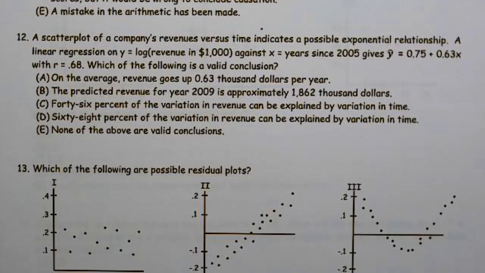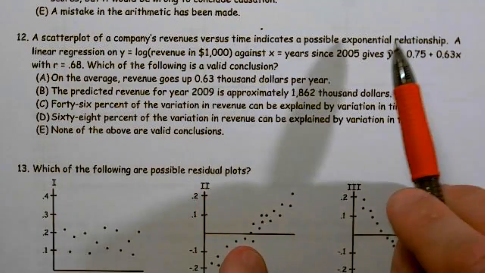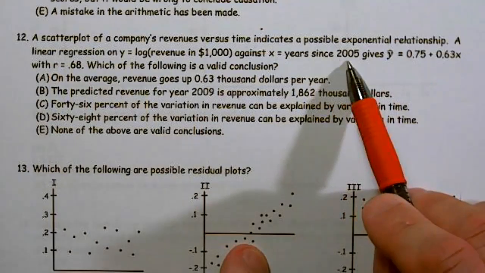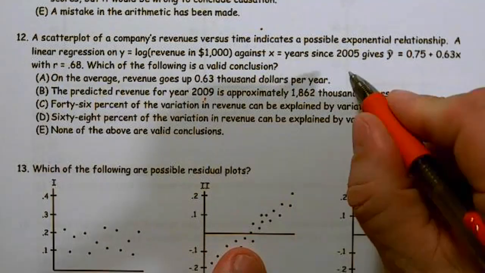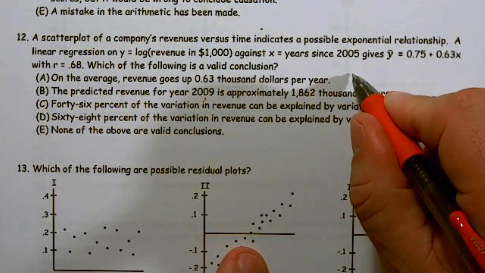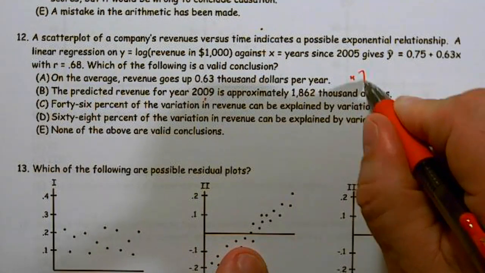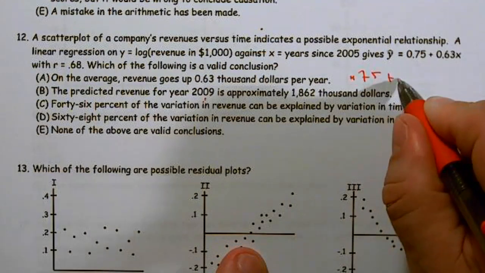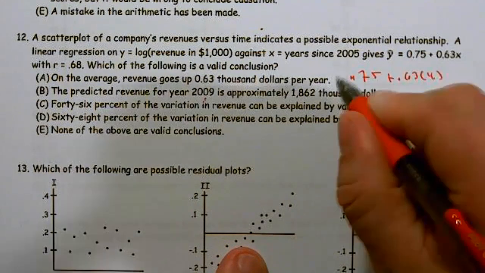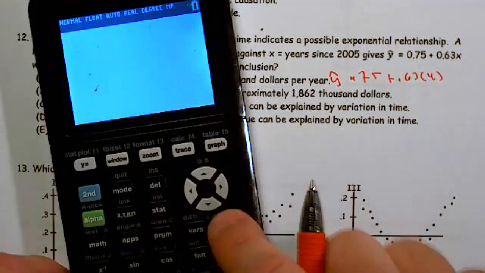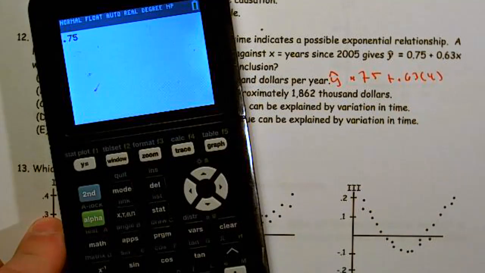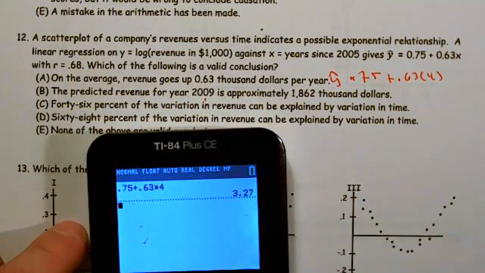So we have years since 2005, and here they gave us the year 2009. So 2005 to 2009 is 4 years. So if I put 0.75 plus 0.63 times 4, I end up getting 3.27. All right.